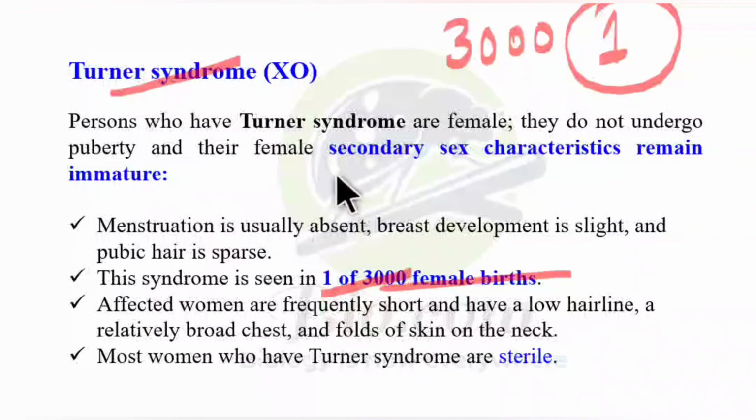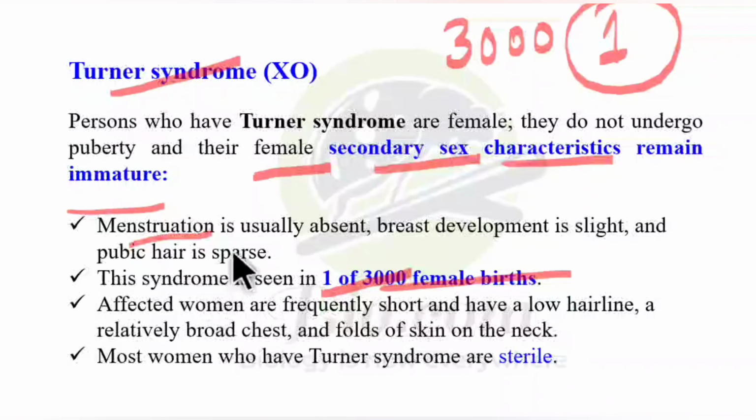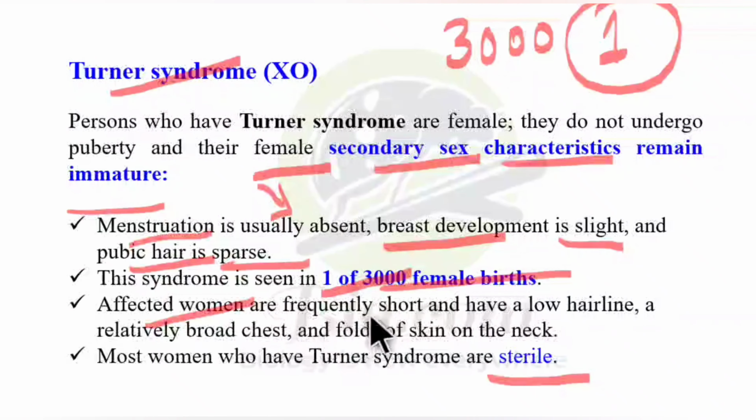And it is particularly in females in which the secondary sexual characteristics are immature, like the menstrual cycle is usually absent, the breast development is slightly low, and some of the more symptoms like the pubic hair is very much low, and also the affected women are sterile and are frequently short in height and have a low hairline and relatively broad chest and folds of skin on the neck, and they are sterile.